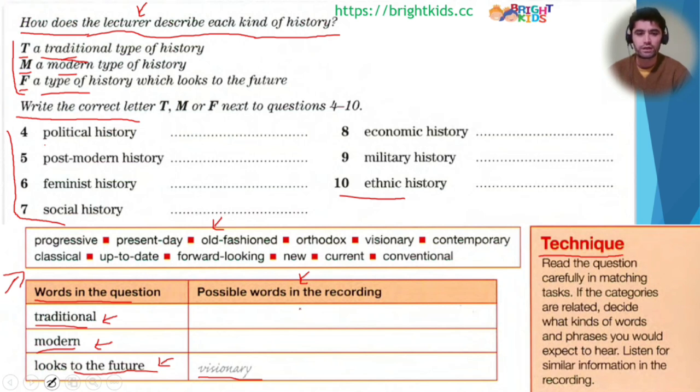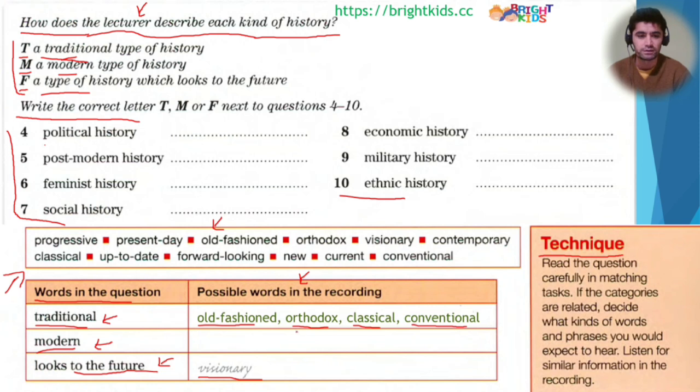Alright, now we don't have a lot of time to deal with this task, that's why let's check the answers first. Traditional. For the traditional category, the words are old-fashioned, orthodox, classical, and conventional. These are all the synonyms of the word traditional. They mean the same as the word traditional.